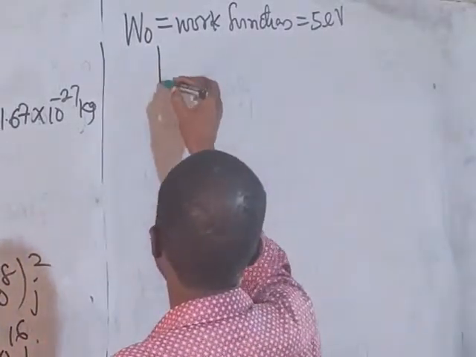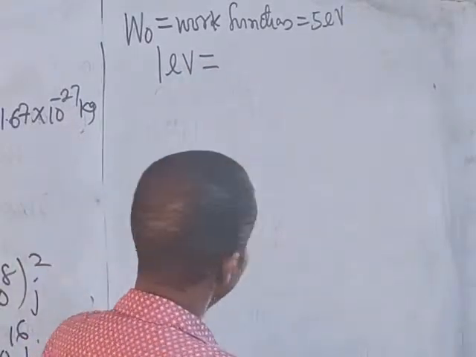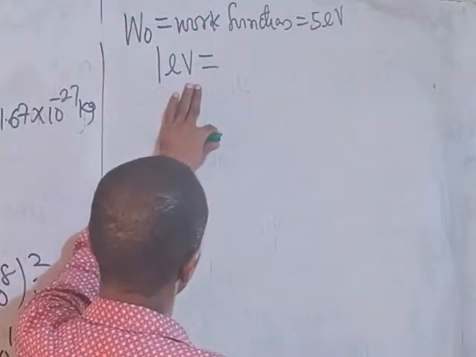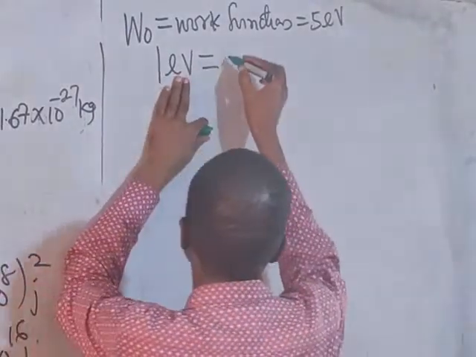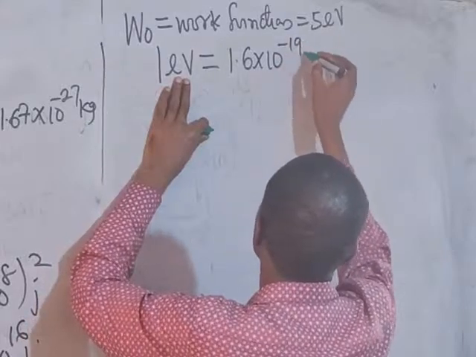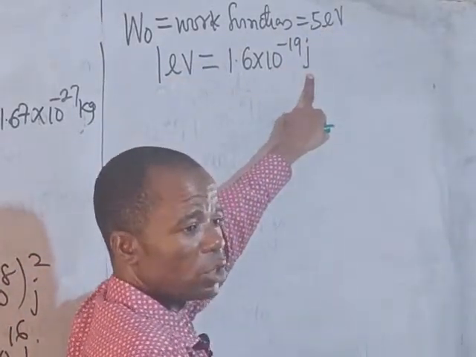And don't forget, 1 electron volt, that's one of those constants I asked you to take note of. You can see the question wasn't given it. But as a good student of physics, you have to know that 1 electron volt is equal to 1.6 times 10 to the power minus 19 joule. Because after I told you, the unit of electron volt is joule.